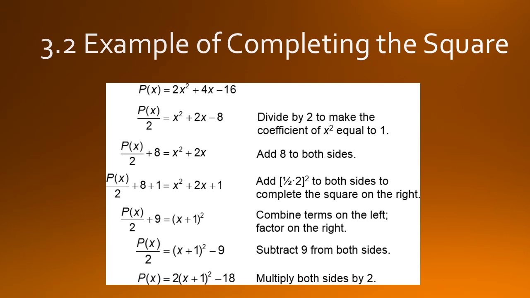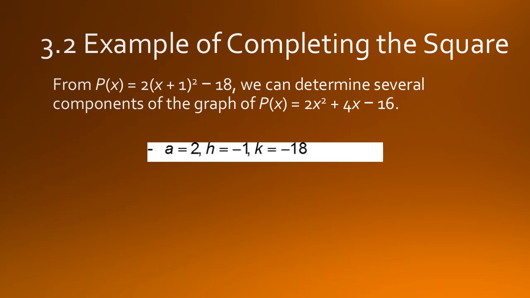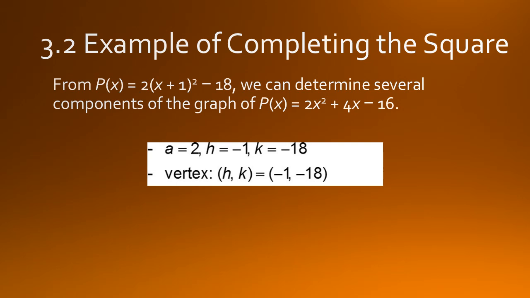Now this is a form that we can tell a lot more information from about the graph itself. For example, we know that A is 2. A is what gives us our vertical stretch. So this has a vertical stretch of a factor of 2. We know that H is negative 1 and K is negative 18. Okay, that tells us that the graph has been moved to the left 1, and it has been moved down 18. It also tells us that our vertex is now negative 1, negative 18, because that's what was moved from 0, 0.